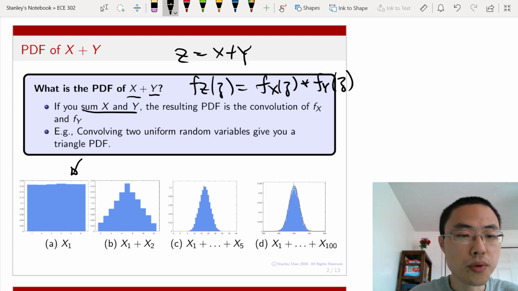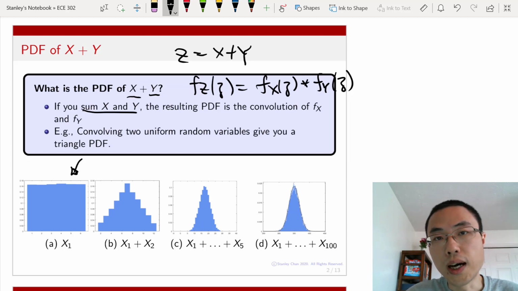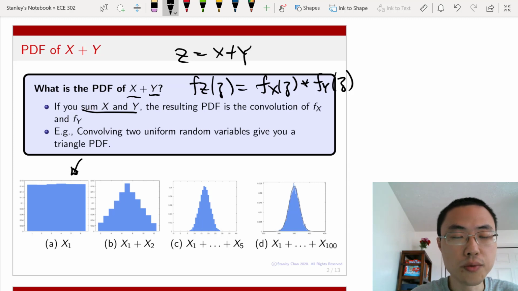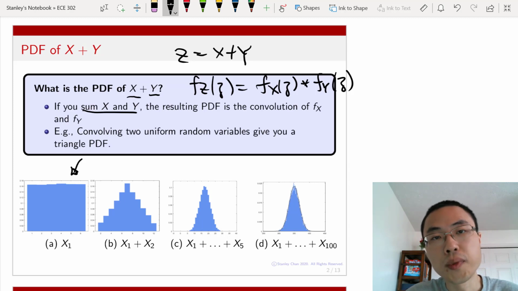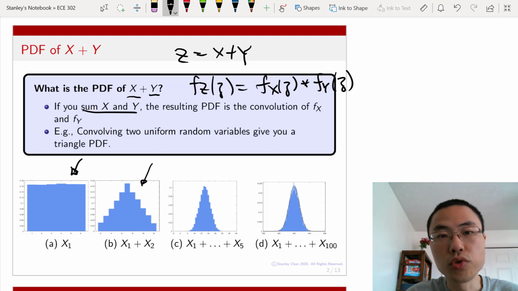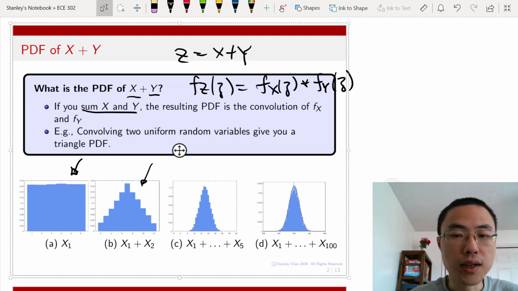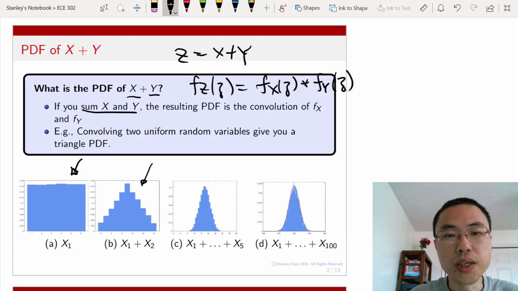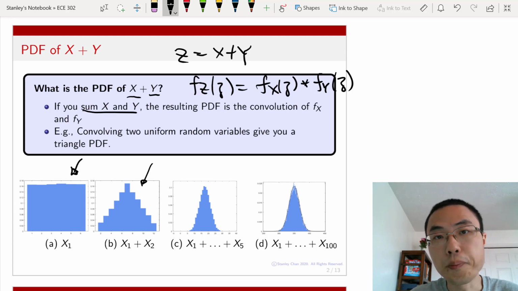This is a very good example that I hope you can remember. It is an example about throwing a dice. Suppose you have a fair dice, and you throw the dice once, you get a uniform distribution. Now, if you throw the dice twice and sum the numbers, you get a triangle distribution. This triangle distribution comes from convolving the PDF of X with the PDF of Y.